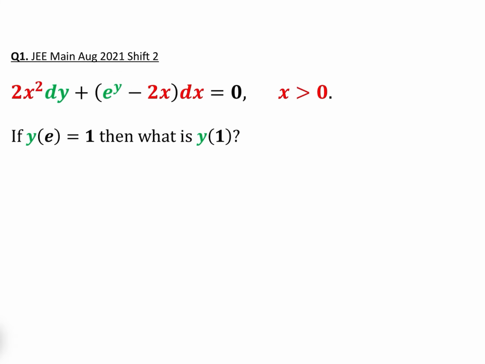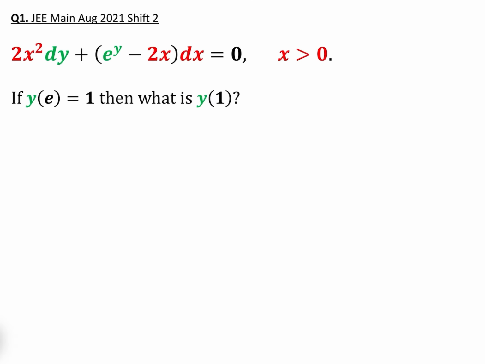So here is the first one. It's from the JEE Main August 2021 Shift 2. If you want to try it now, please pause the video now. Okay, great. So we have e to the y in here. And what do we want to do? We want to use our rule of thumb, whereby we get e to the y dy eliminated in terms of dx. Now, in this particular case, e to the y is multiplied by dx, not by dy.